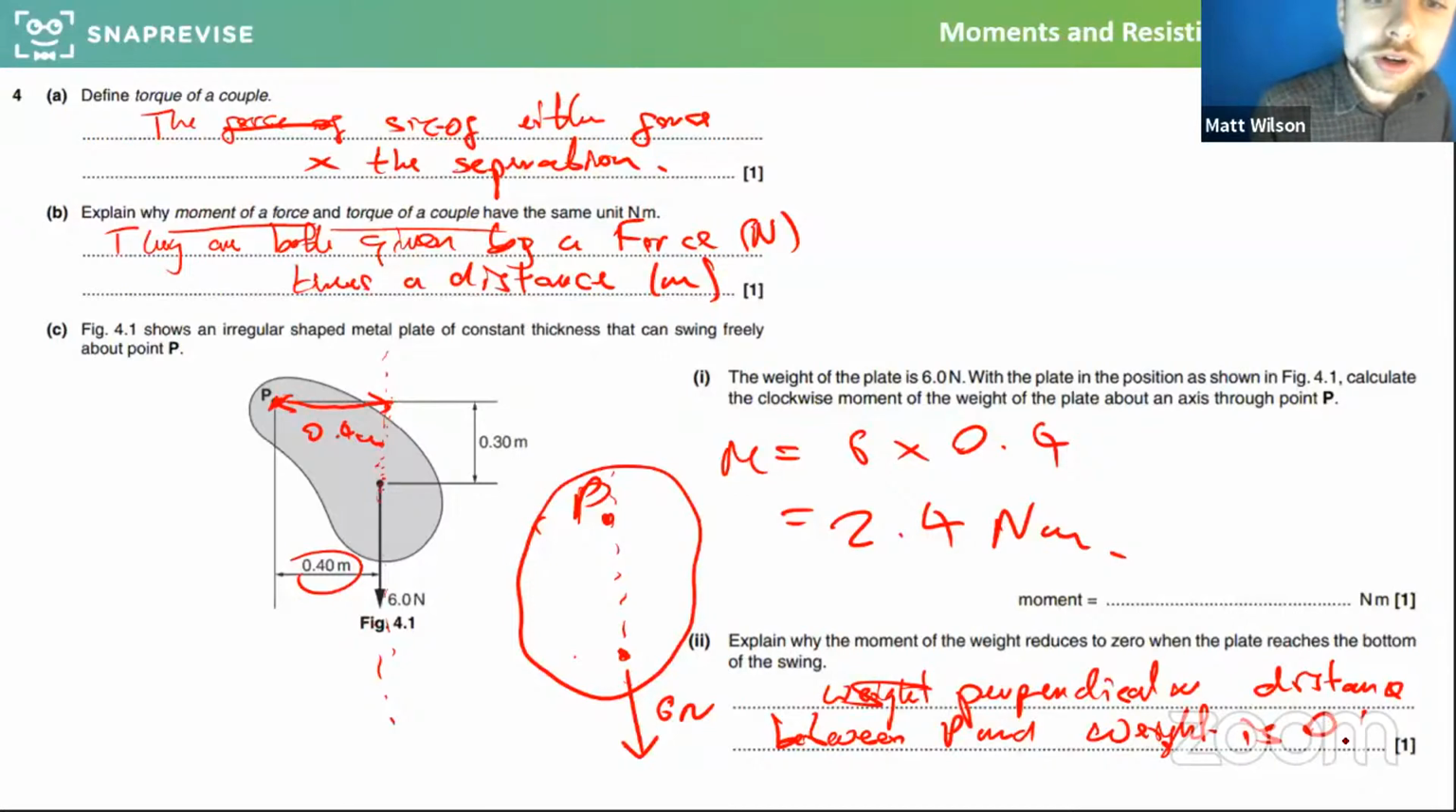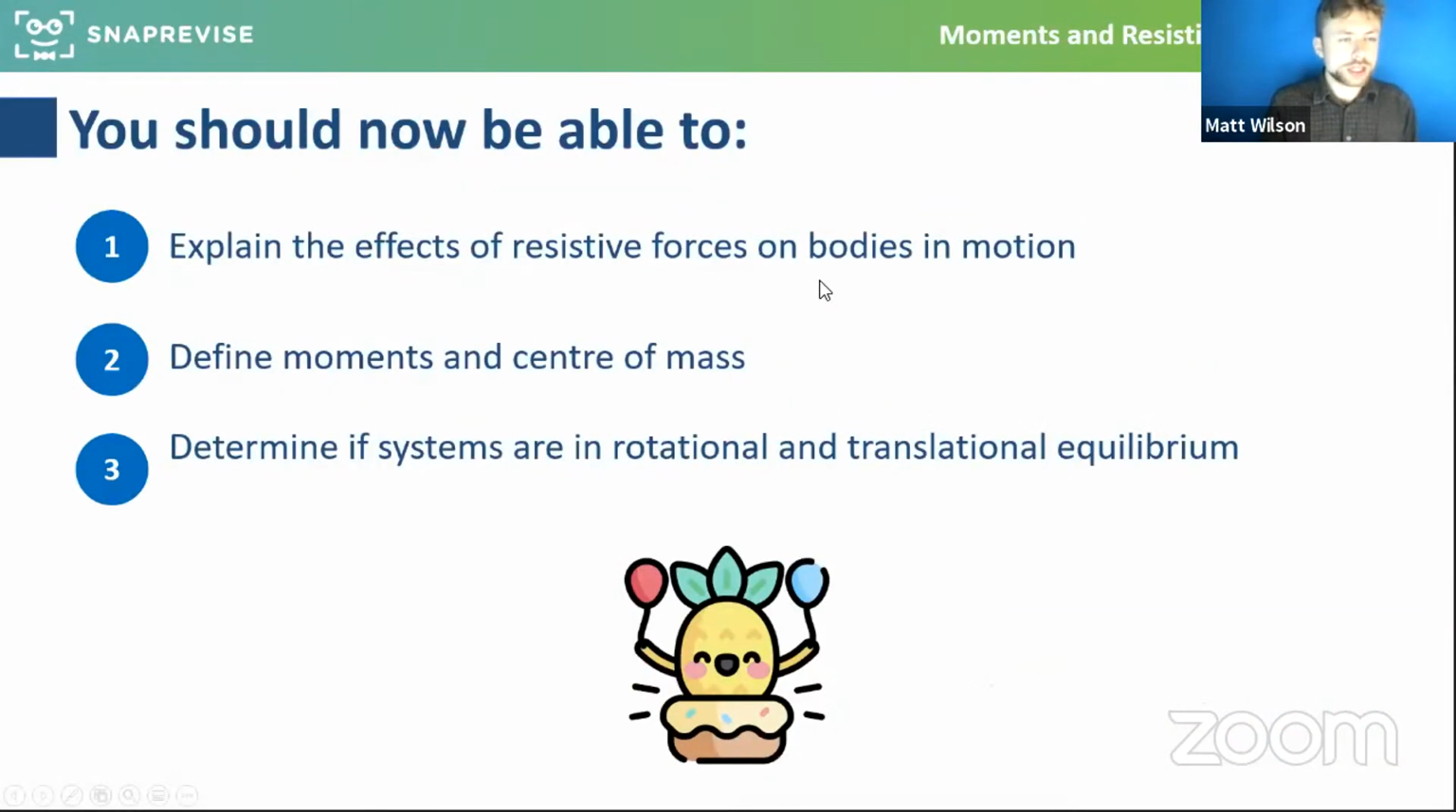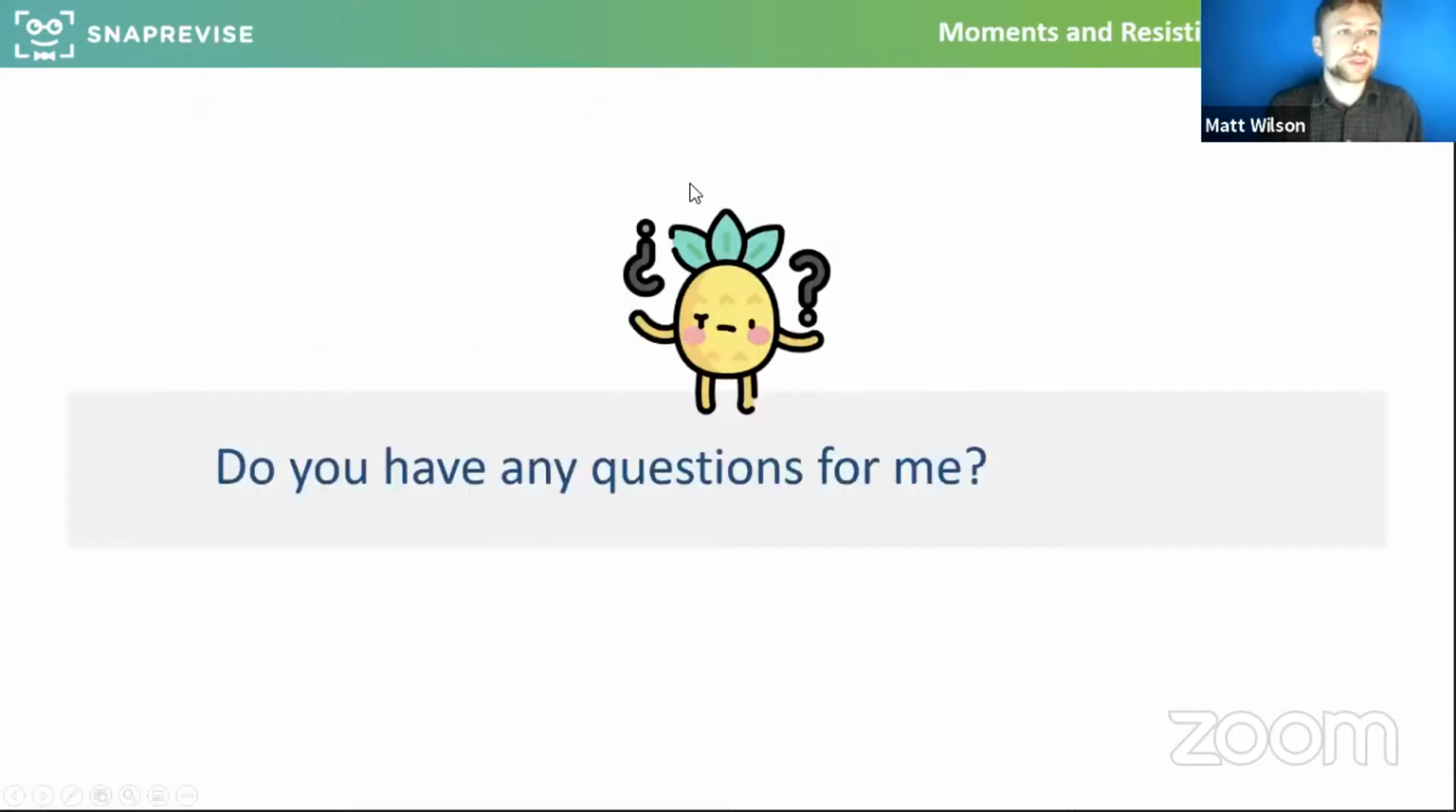Good. So hopefully this is making sense to everyone. You should now be able to talk about resistive forces. You should be able to define moments and center of mass, and then use the fact that an object isn't rotating, for example, to find the distance of action between some force and some point. So let me know if you have any questions for me.